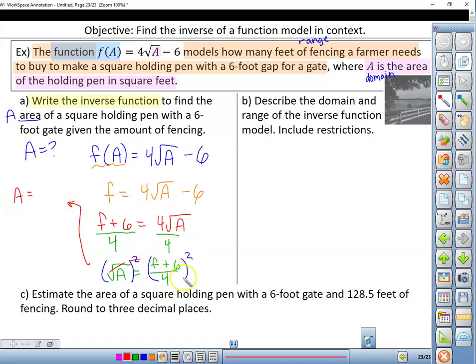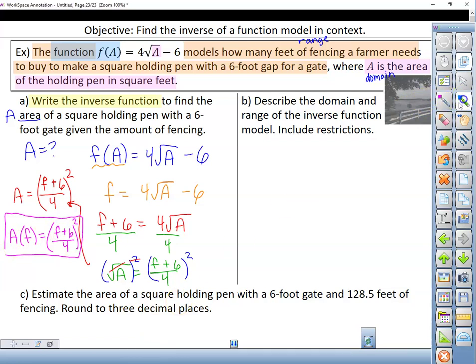There's no need to simplify this. So what we've got is (f plus 6) all over 4, quantity squared. And then function notation for this inverse function. Now f is the independent variable, so it becomes A of f equals (f plus 6) all divided by 4, quantity squared. And this is our inverse function model that will find area given the feet of fencing.